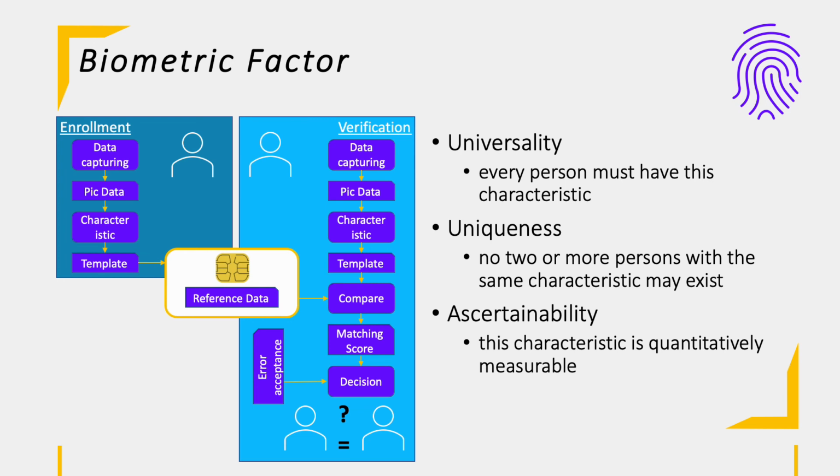And thirdly, it's a certain collectability. So this characteristic is measurable. It doesn't help you if you come up with the best factor, for example, checking on your DNA, but your DNA is not quantitatively measurable. So you cannot just put a scanner somewhere which will check your DNA and do the authentication there. It needs to be capturable within a reasonable time and reasonable amount of effort.